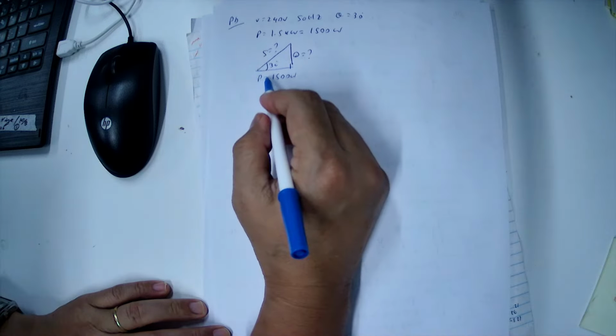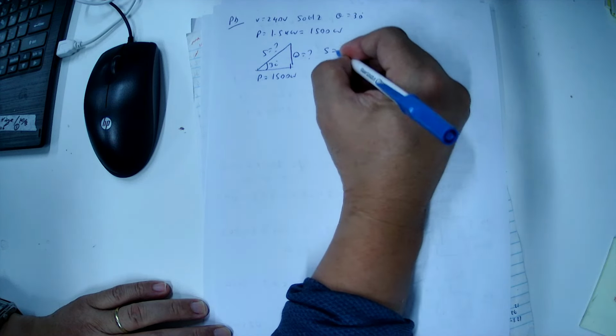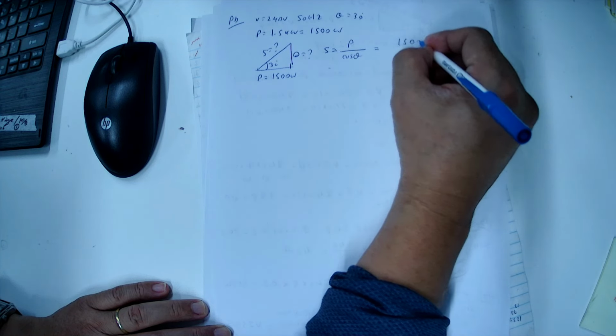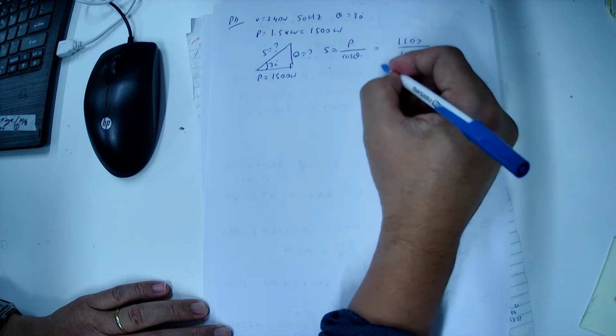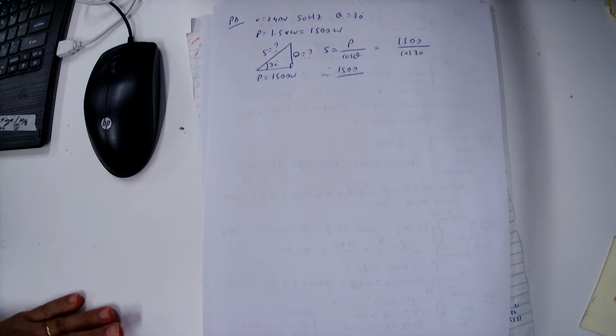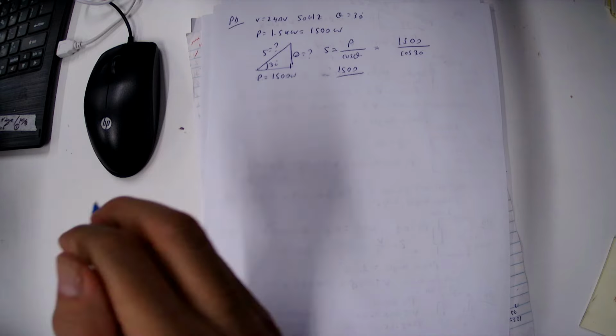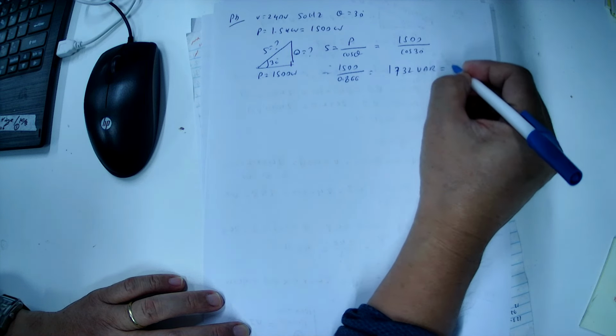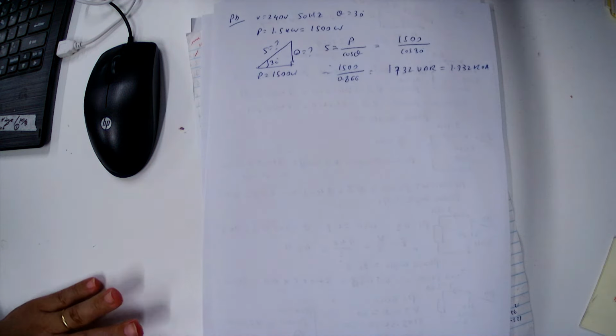Firstly, we can calculate the apparent power. Apparent power S equals active power divided by power factor. Active power is 1500, power factor is cos 30 degrees, and cos 30 equals 0.866. So 1500 divided by 0.866, we get 1732 VA or 1.732 kVA. This is the way we can calculate the apparent power.